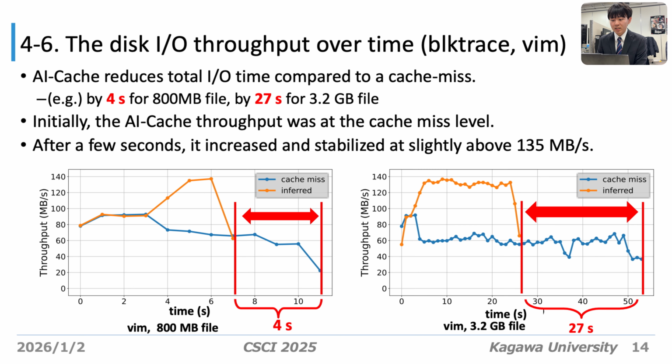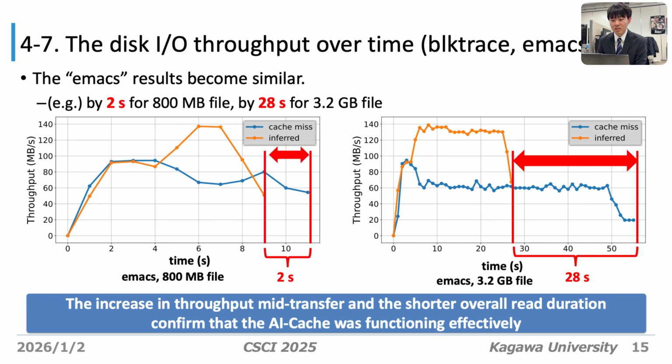Specifically, the AI cache throughput was initially like the cache miss case. However, after a brief period, it increased and established at a rate slightly above 135 MB per second. The Emacs result was similar. AI cache reduced the total I/O time. We observed an increase in throughput mid-transfer. This confirms that the AI cache was functioning effectively.